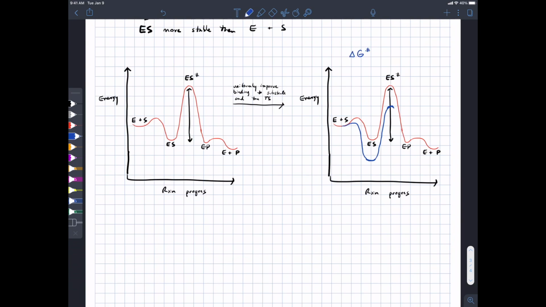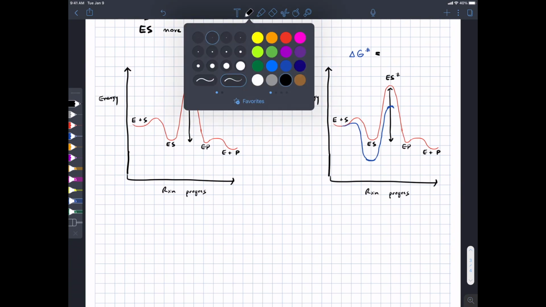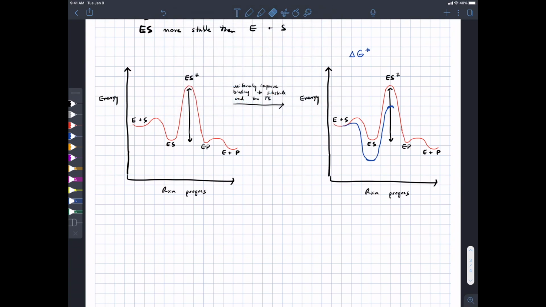Activation energy for the improved enzyme is going to be exactly the same as activation energy for the unimproved enzyme, because we lowered those amounts. The activation energy that's relevant, the thing that we're worried about, is the energy difference between the transition state and the lowest point. Do you see how those two numbers are basically the same?